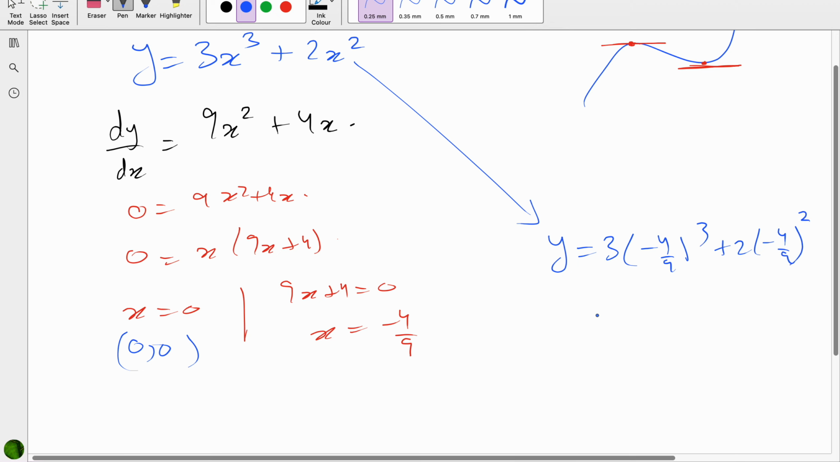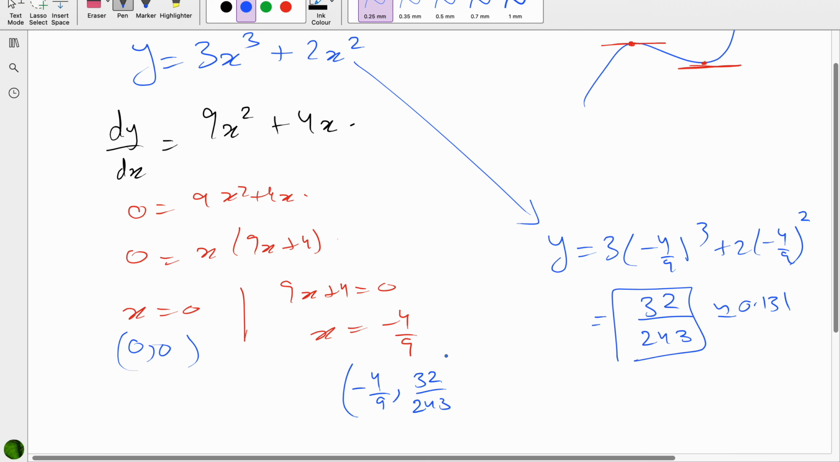let's solve for y. 3 times minus 4 by 9 cube plus 2 times minus 4 by 9 squared. And I get 32 by 243, which is approximately equal to 0.131. For now, I'll keep this. So the other turning point is minus 4 by 9, comma 32 by 243. Let's name them. This is A, this is B.